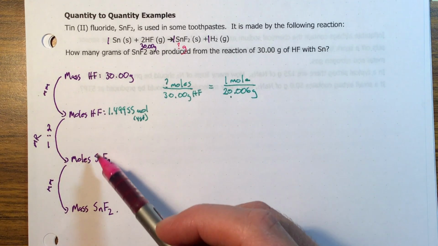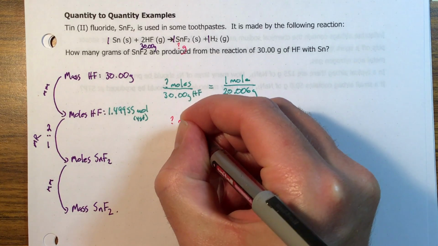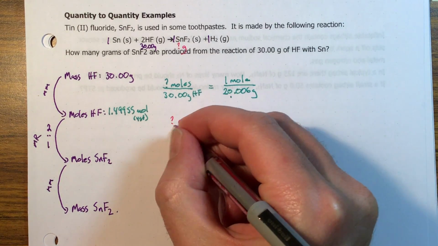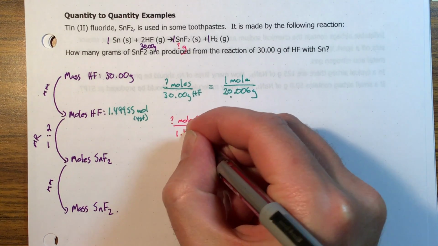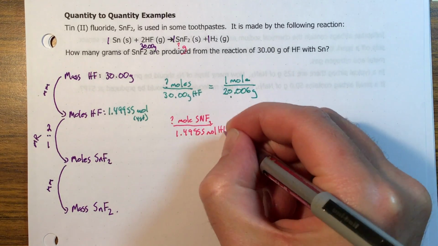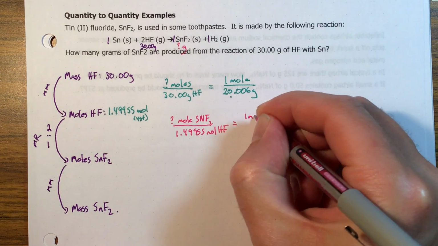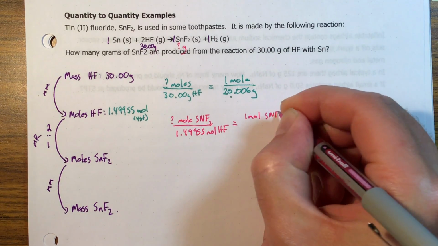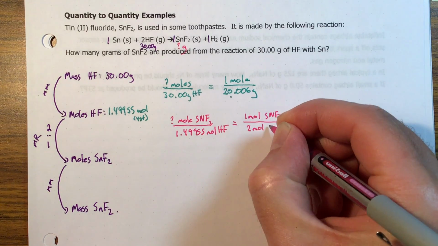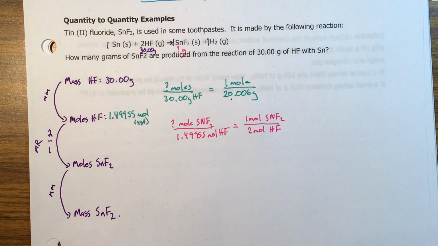Now I go from moles HF to moles SnF2. So I'm going to write out my conversion. How many moles of SnF2, should be a small n, are there if I have 1.49955 moles of HF? If, from the chemical reaction, there's 1 mole of SnF2, again should be small, for every 2 moles of HF. Right, that's just my molar ratio from my chemical reaction.